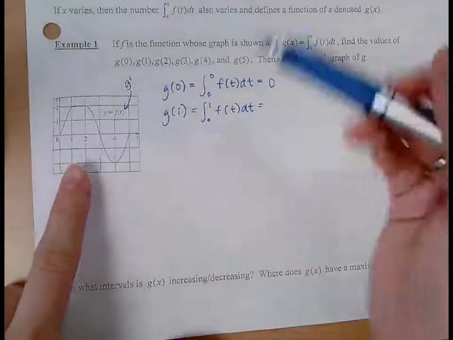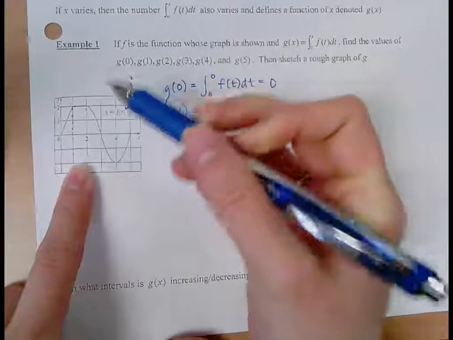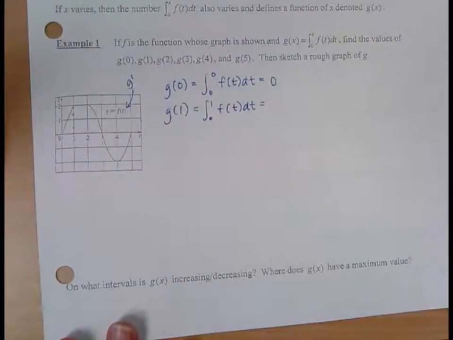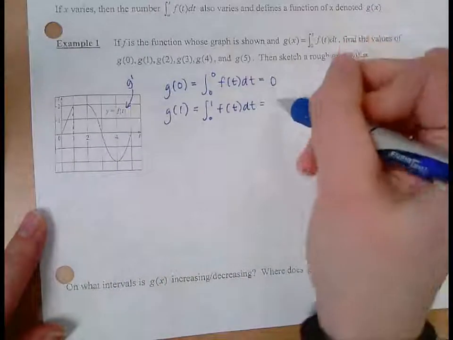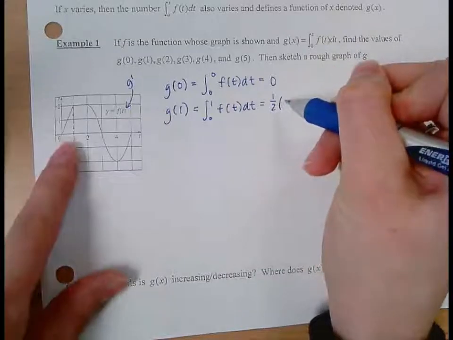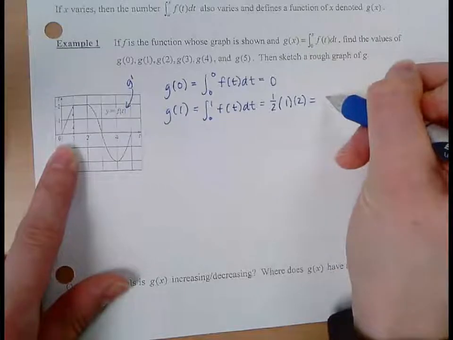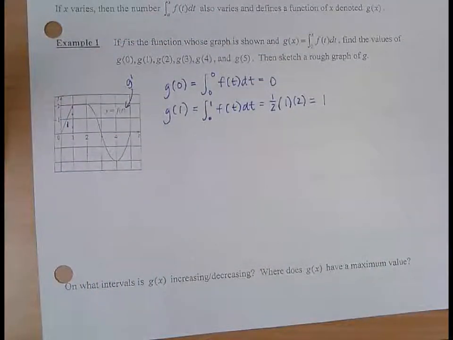Because I have the graph, I know the integral represents the area. So I can find on the graph the area from 0 to 1 between the curve and the x-axis because it makes a triangle. So 1/2 base times height: the base is 1, the height is 2. So it would just be 1. That area is 1, so g of 1 is just 1. That's why it's called the area function, because you can use area to find function values.